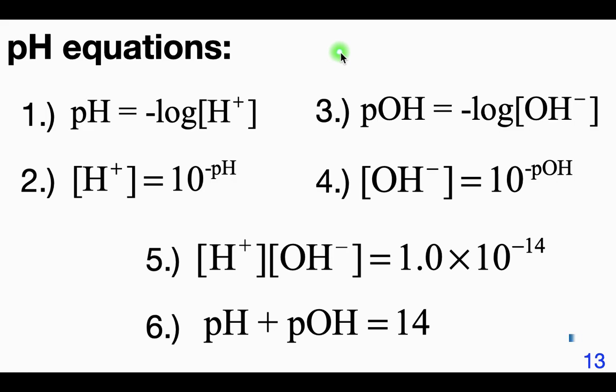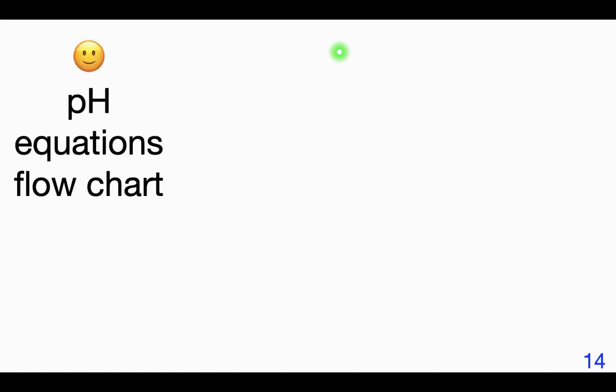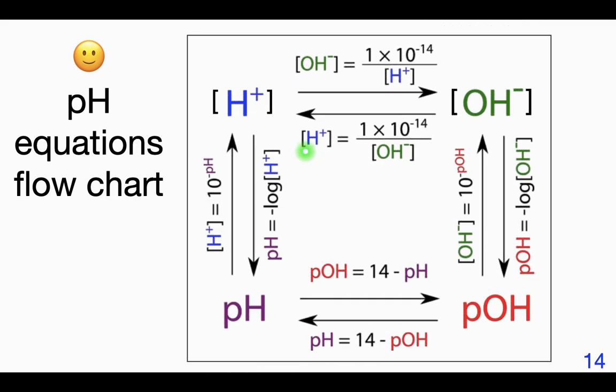All right, now I'm going to give you a little flow chart that'll make this a little bit easier, I hope. And it looks like this. Now the 4 corners are the key factors dealing with pH. So you have pH, the hydrogen ion concentration, the hydroxide ion concentration, and the pOH. And the arrows show you what equation you would use as you go from one to the other.